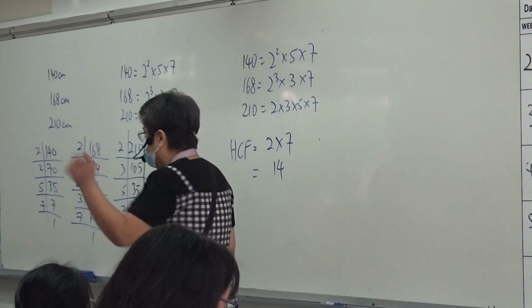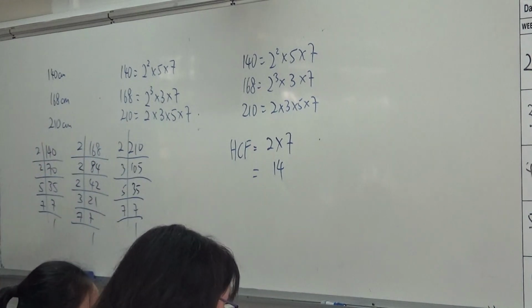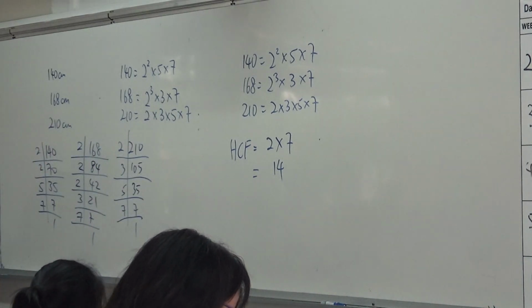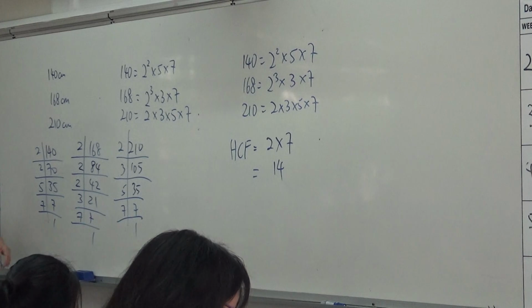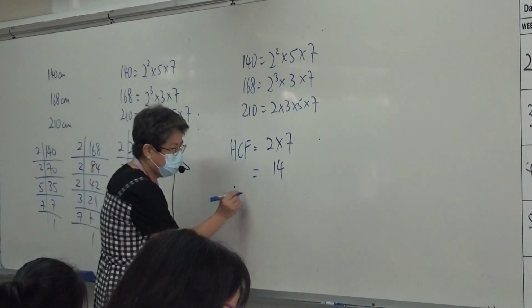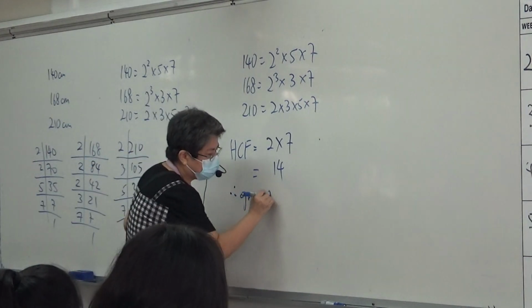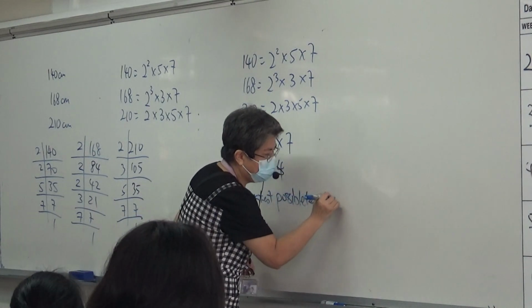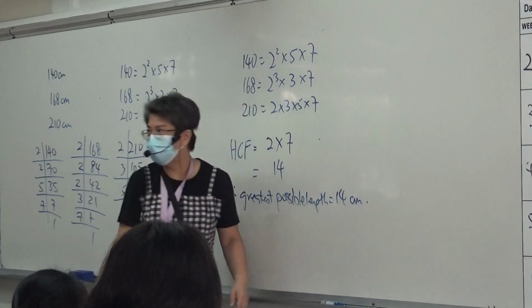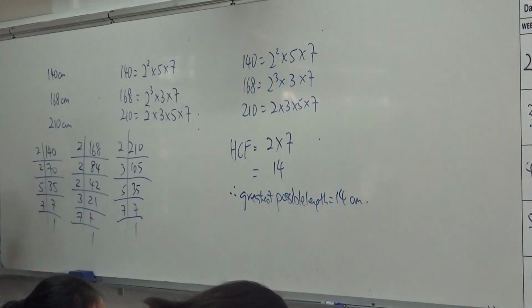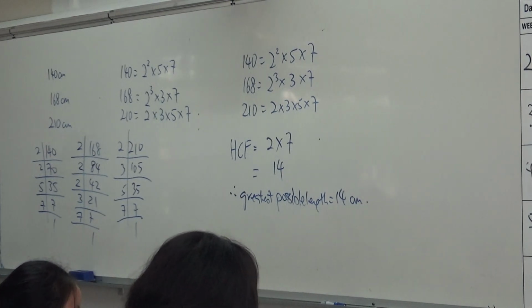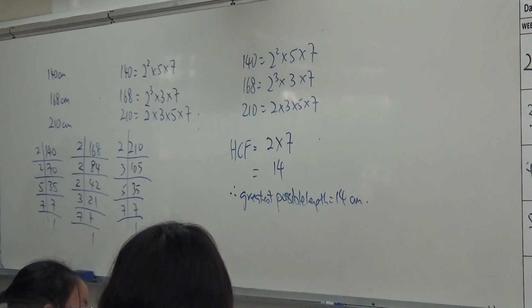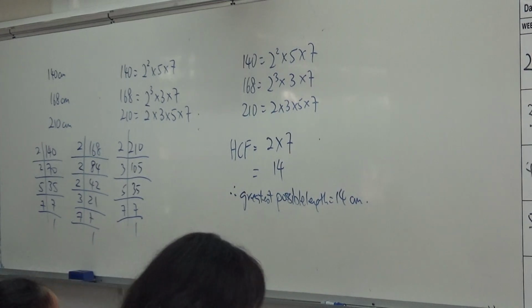14. What did the question ask you? What is the greatest possible length, right? So therefore, the greatest possible length will be 14 cm. You must have the units. Is that clear? Copy down into the notebook. Don't just stare at the board because I'm going to print off very soon. I don't wait long. I'm very fast.